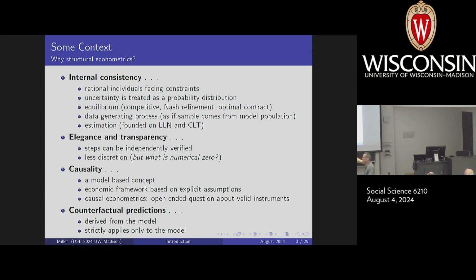Okay? So the next thing is that there's a certain elegance and transparency about this, in the sense that it may look complicated, but at least you can piece together the different steps and work out how it goes. Whereas if you don't do that, it's like, where does this come from? Okay. So the steps can be independently verified. There is numerical work. And so, yes, less discretion.